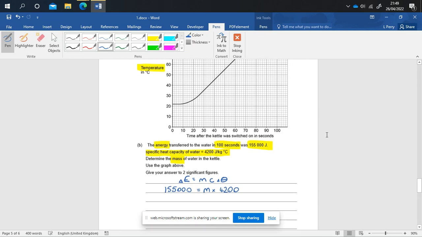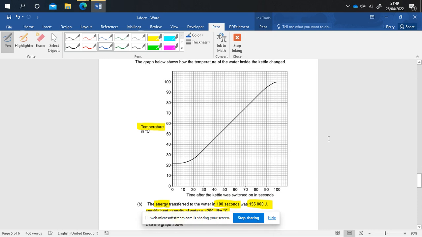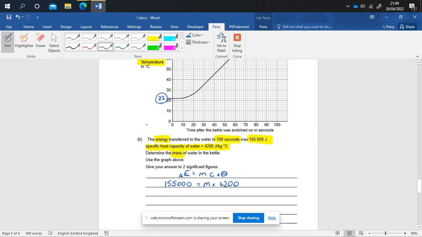So if I just scroll up to the graph, I can find the temperature change over 100 seconds. At 100 seconds, if I go across on the graph, it ends up at 100 degrees C. But it started off at 22. So the change from 22 to 100 is 78. But I'll check that on my calculator in a second. The change is 100 take away 22.